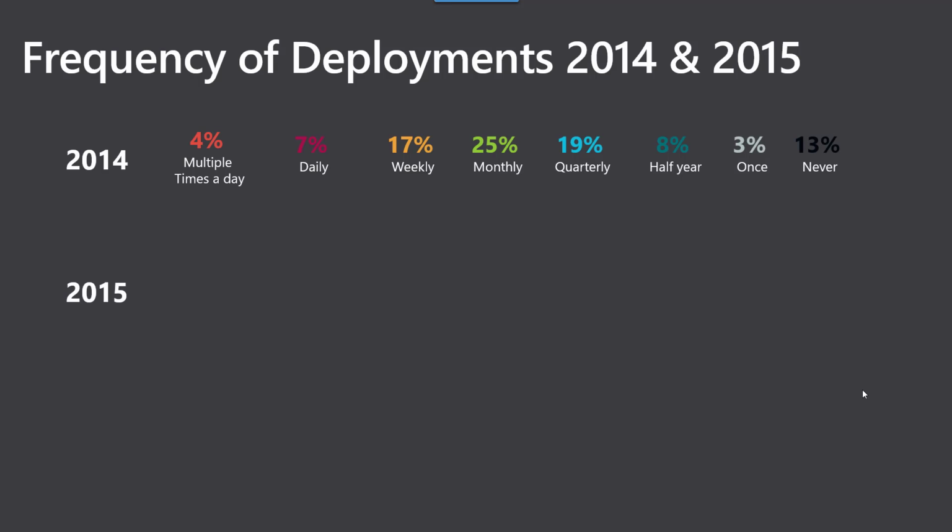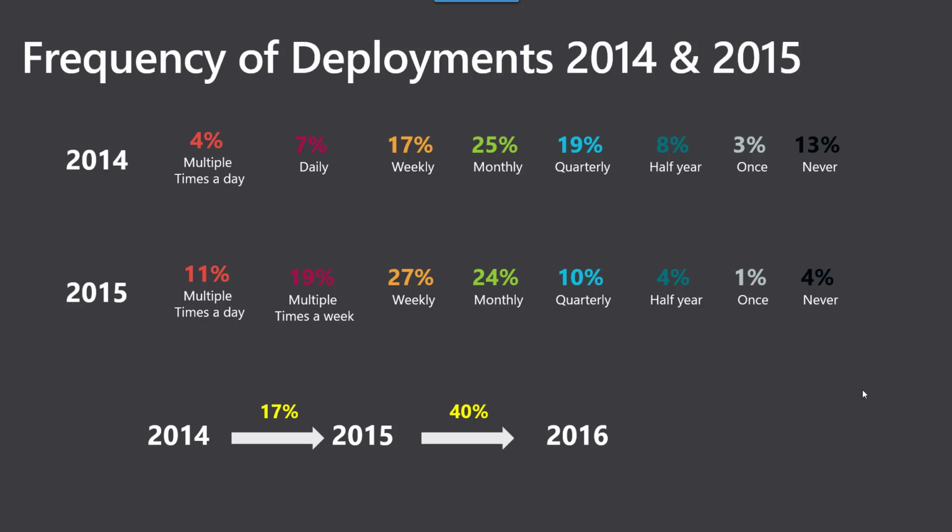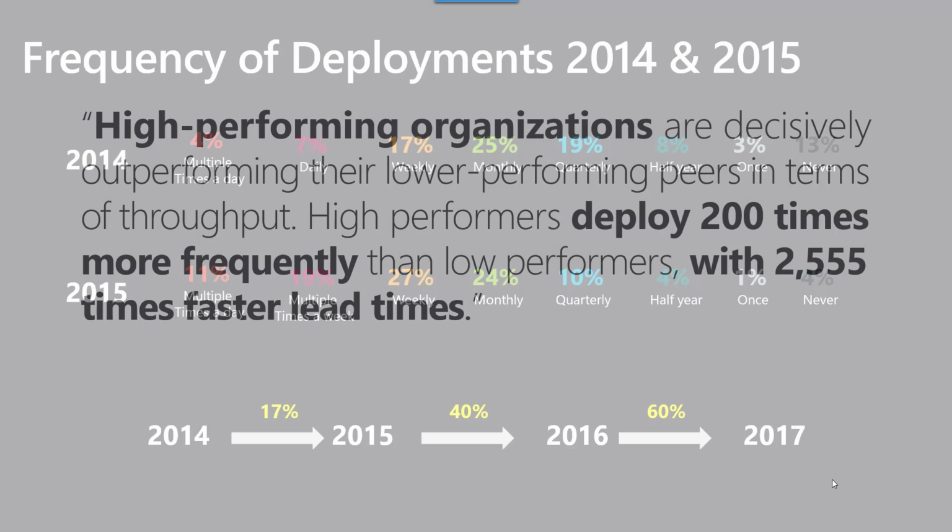In 2015, they found that the frequency of deployment had increased with these values. So the increase was around 17% from 2014 to 2015, 40% in 2016, and around 60% in 2017. So as we can see, more companies are moving to higher frequency of deployment in production.